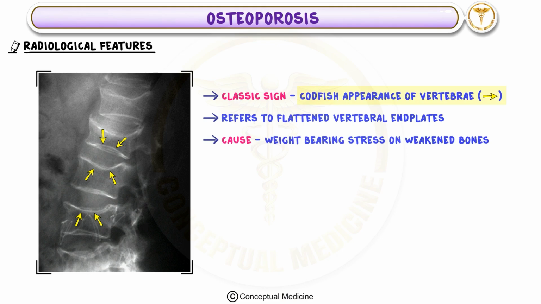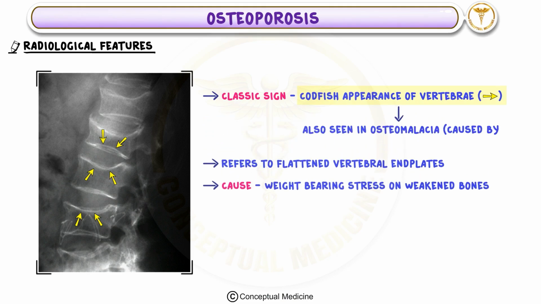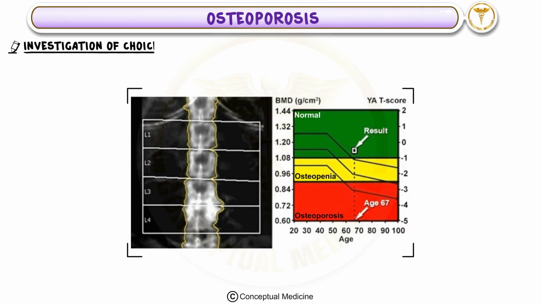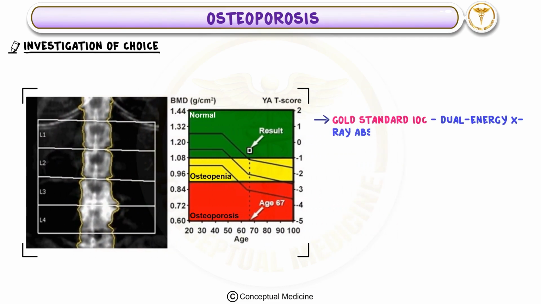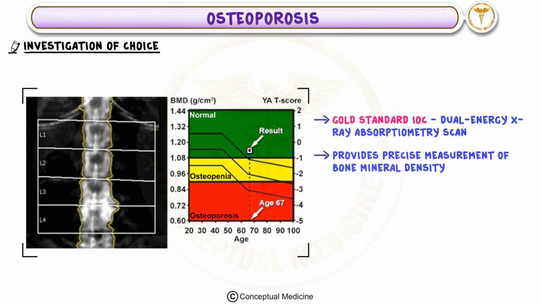However, remember that the codfish appearance can also be seen in osteomalacia, a condition caused by vitamin D deficiency in adults. Investigation of choice. The gold standard for diagnosing osteoporosis is a DEXA scan, or dual energy X-ray absorptiometry. This scan provides a precise measurement of bone mineral density.